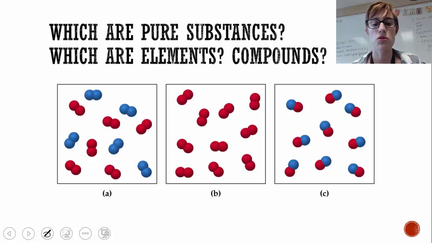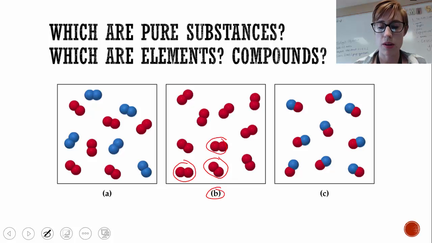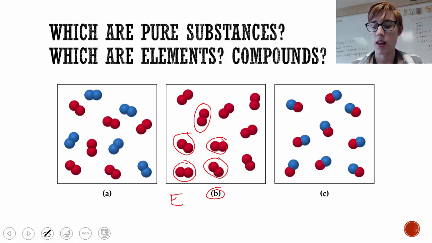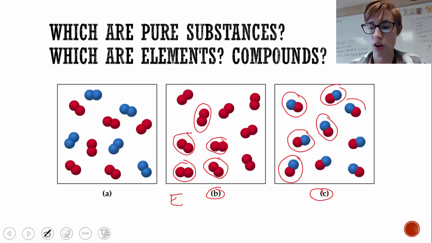Now, looking at these examples, which ones are pure substances? Well, we can tell that B is made up of one chemical, right? It's the same chemical over and over and over again. So this is definitely an element. This second picture over here, C, is again made up of one chemical that's repeated, right? The same chemical we see over and over again. So it's also an element.